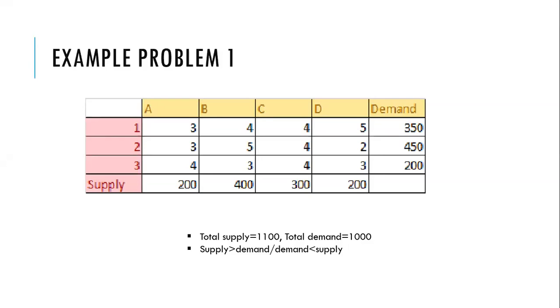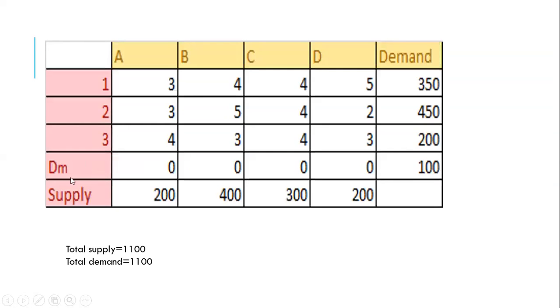The demand is actually 100 units less than the total supply, so we have to balance this problem. To balance it, I have to add 100 units, so I have to insert an extra row, or a dummy row. As you can see, we have inserted a dummy row, and since the demand was 100 less, we have added 100 units here, and all other cell values we set as 0. Now this problem has become balanced.